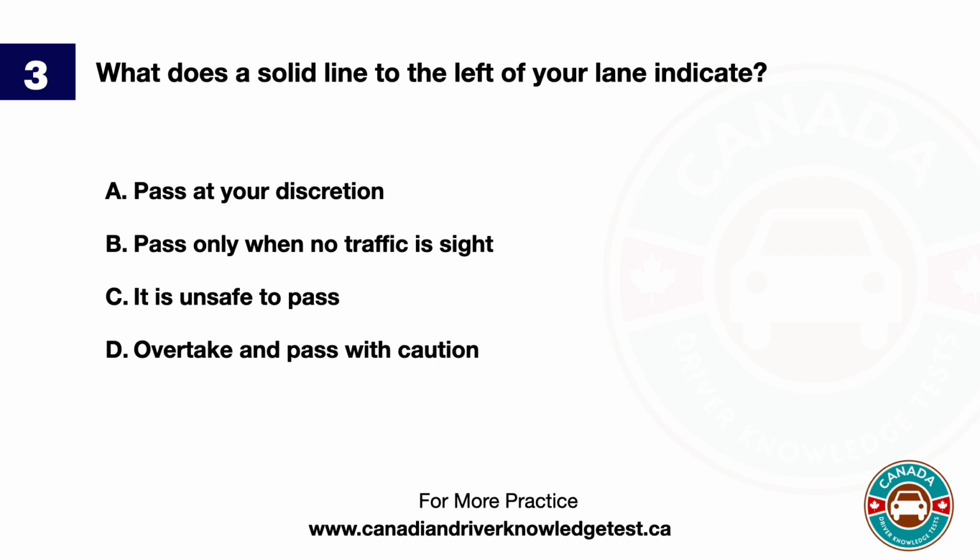Question 3. What does a solid line to the left of your lane indicate? A. Pass at your discretion. B. Pass only when no traffic is in sight. C. It is unsafe to pass. D. Overtake and pass with caution. The answer is C. It is unsafe to pass.